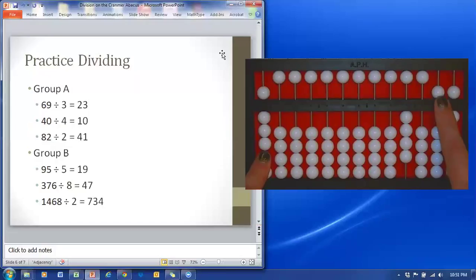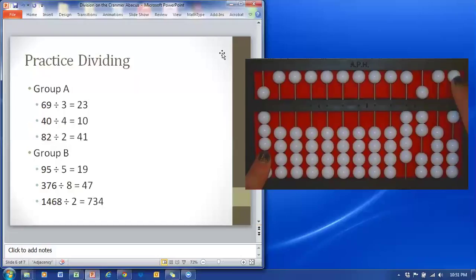Now there's 5 left, but 8 won't go into 5. So I'll use the 5 together with the 6, with my right index finger on the 6. 8 goes into 56 7 times, so move 2 columns to the left and place that 7. 7 times 8 is 56. Subtract off our 50, 55, 56. Our answer is 47, remainder of 0.